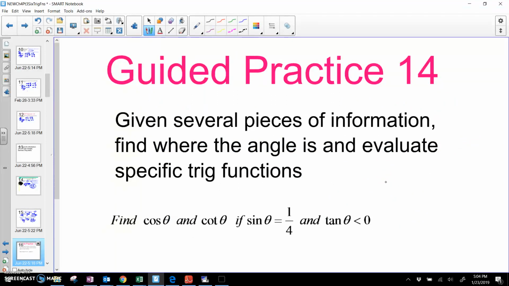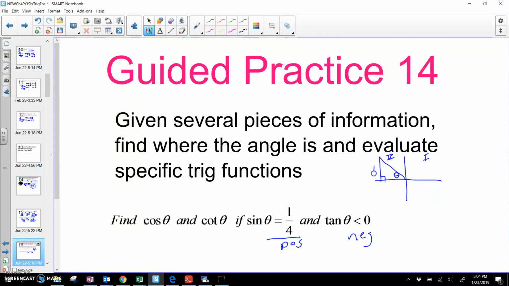So in guided practice 14, it's the idea that given a few pieces of information, find where the angle is and evaluate the specific trig function. So we're ultimately going to find cosine and cotangent, but first we need to pick the quadrant. Sine is positive and tangent is negative. So I'm figuring out the quadrants where sine is positive and tangent is negative. Well, since sine is my y value, we're talking about quadrants 1 and 2 for sine, and of those 2, tangent is negative in quadrant 2. I draw my triangle up in quadrant 2.